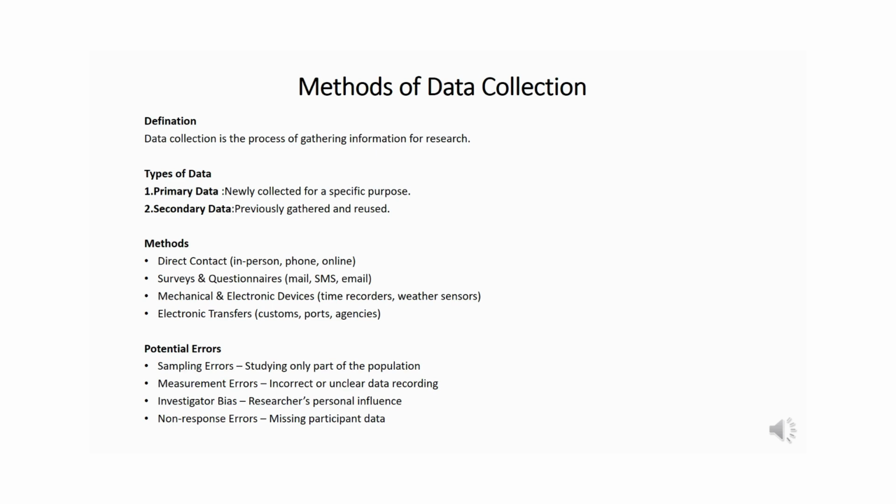Investigator bias happens when a researcher's personal views influence the data. Lastly, non-response errors occur when participants fail to provide information, resulting in missing data. Understanding these factors helps improve the accuracy and reliability of the collected data.